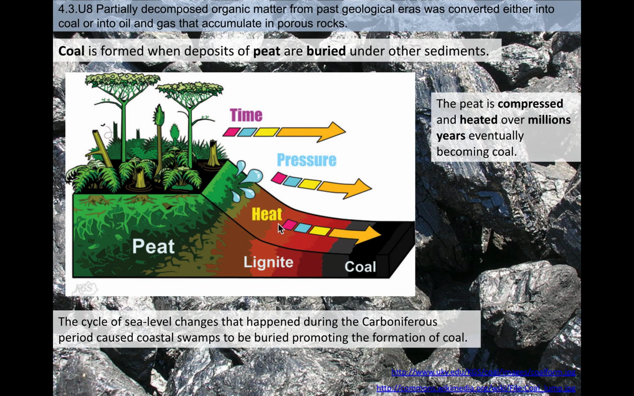So heat and pressure has metamorphosed it, and now we have coal. So the peat is compressed and heated over millions of years, eventually becoming coal. The cycle of sea level changes that happened during the Carboniferous period caused coastal swamps to be buried, promoting the formation of coal.